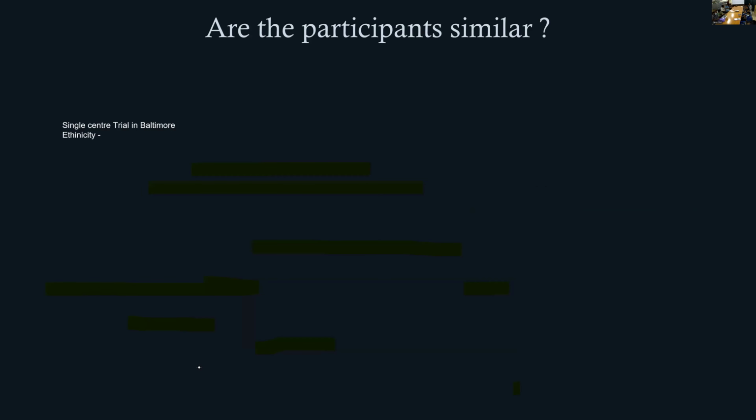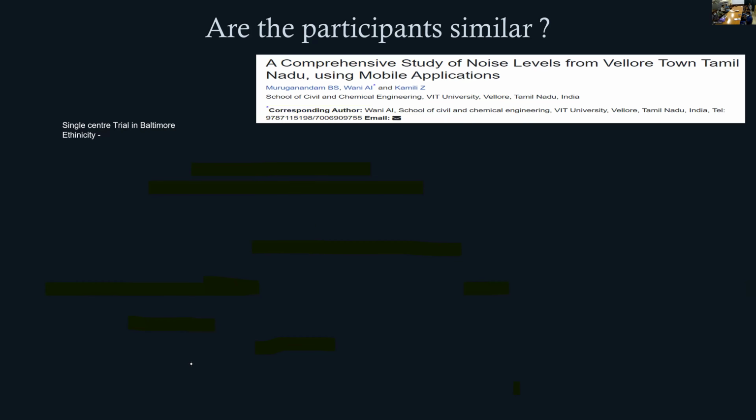So this was a single center trial in Vellore, but had white and black ethnicity. We know that ethnicity has some effect on the way blood pressure drugs are metabolized in the body. But is the setting similar? Is their setting similar to the setting in the study? I mean, is our setting similar?